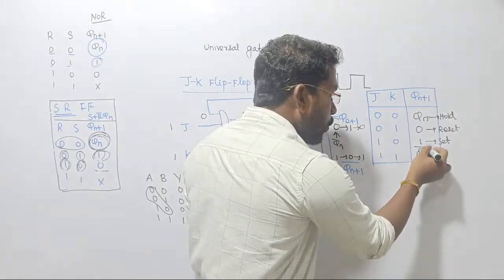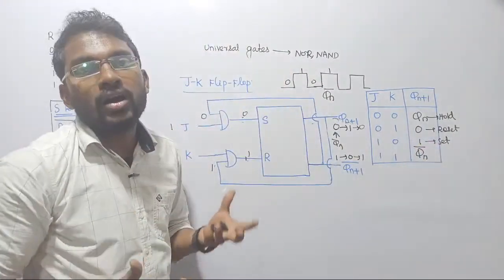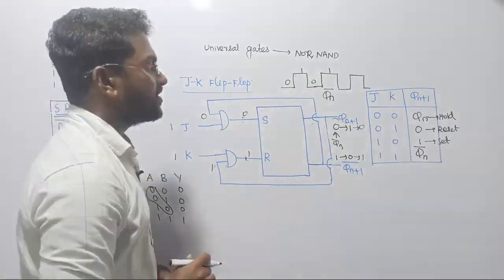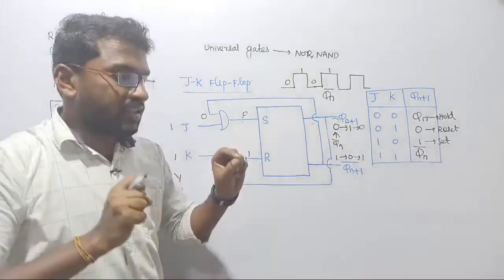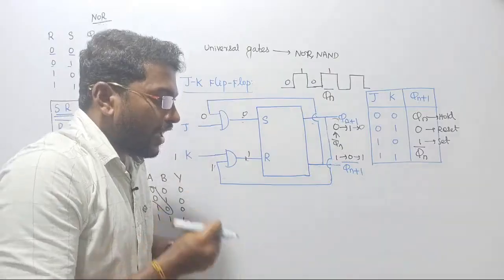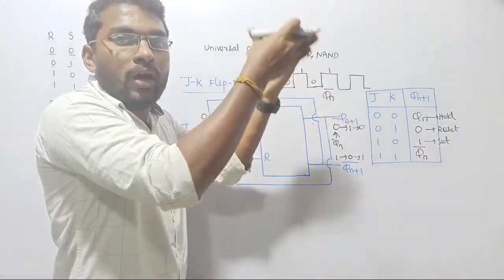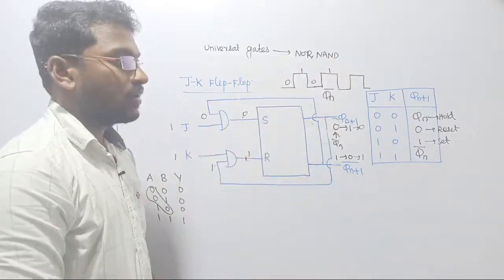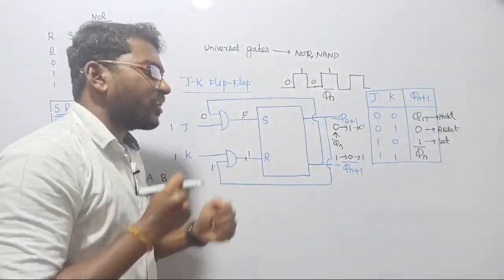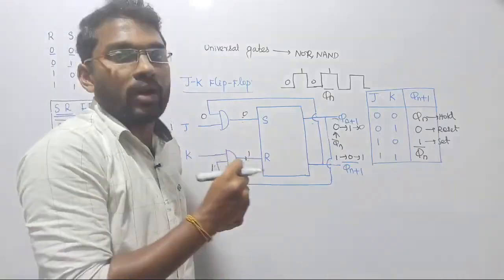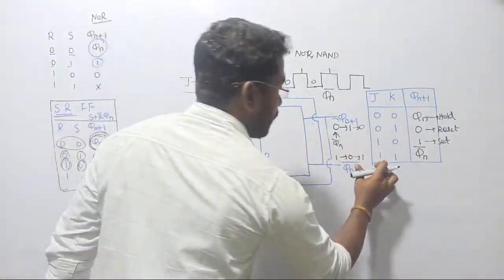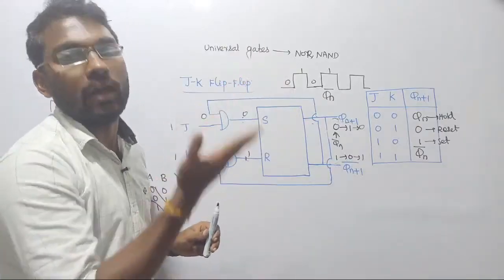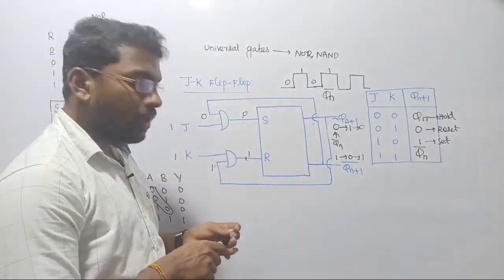But here Q N bar, this is called the toggling state, or we can simply call it the race around condition. The problem is, see there, I'm just racing. First time I'm running at the 0 condition. Again I'm raising my level. I'm running at 1. Again I'm raising my level. I'm running at 0. Again racing. So we are continuously running, right? That is called the race around condition. So we had a problem when we are passing 1 1. Your output keeps on changing its state. That is called toggling.